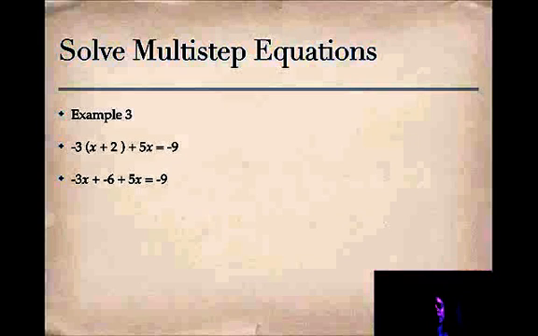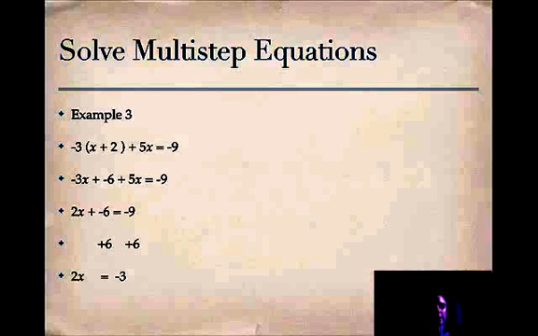So now I want to combine my like terms. My negative 3x and my 5x are going to come together. So they come together to give me 2x plus negative 6 equals negative 9. Now I have a two-step equation. I want to get rid of my negative 6 first, so I'm going to add 6 on both sides. It's the opposite. That leaves me with 2x equals negative 3.